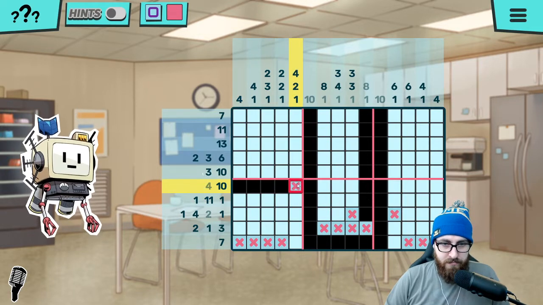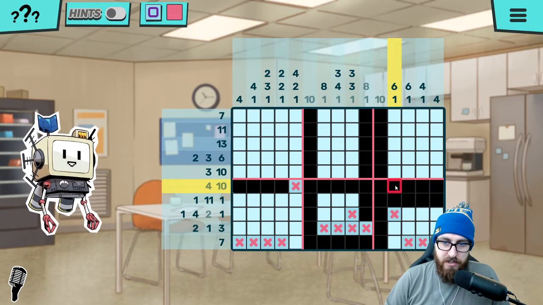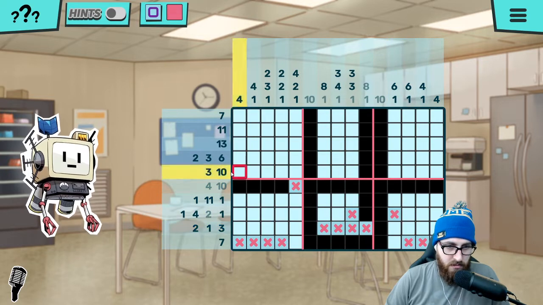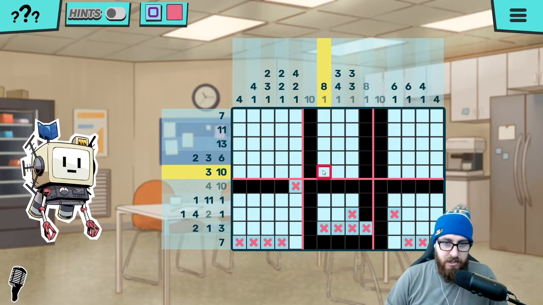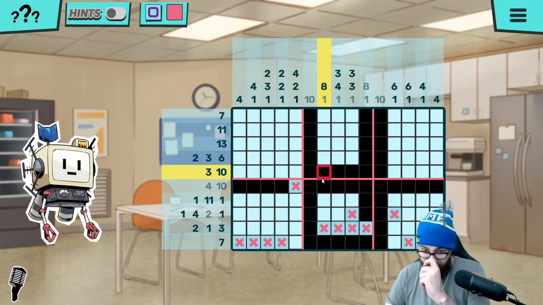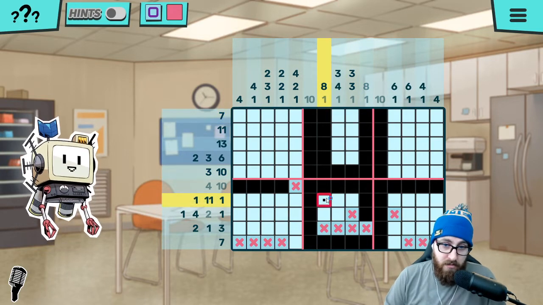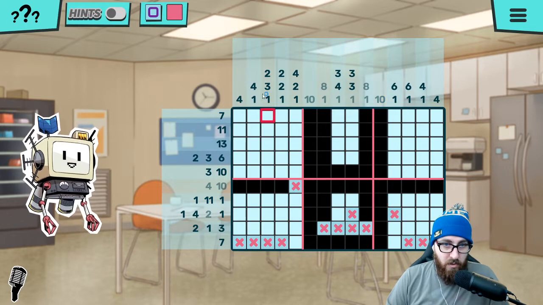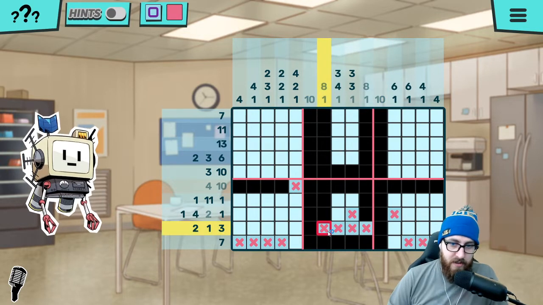4 and 10, we have 15, so we know that this has to be the case. 3 and 10, we don't necessarily know the same thing. We do know these will be connected, though, if there is 10 there. 1 and 8, we know that has to be connected for 1 and 8, because we have 10, so we have to have the space for 9.